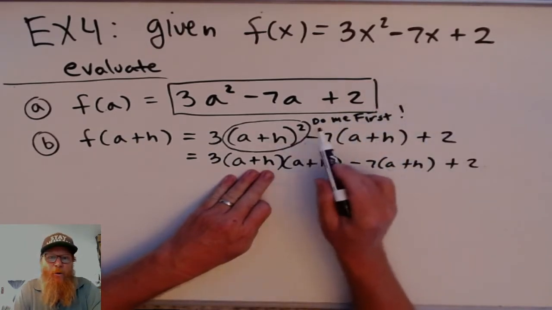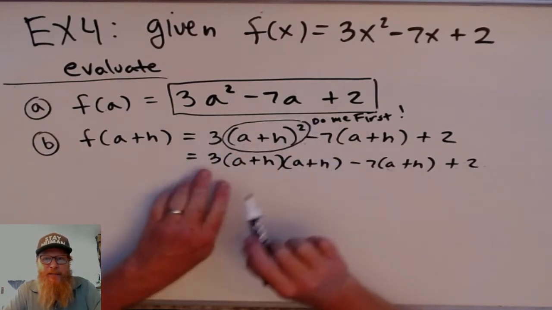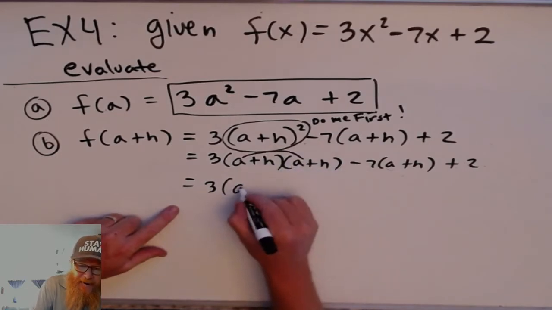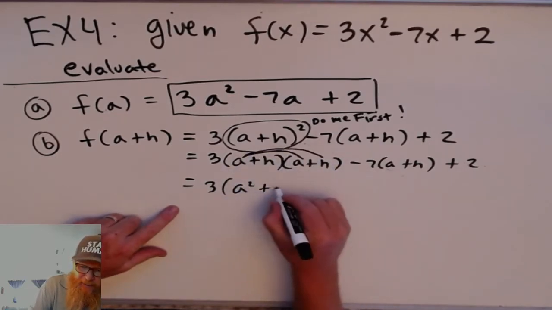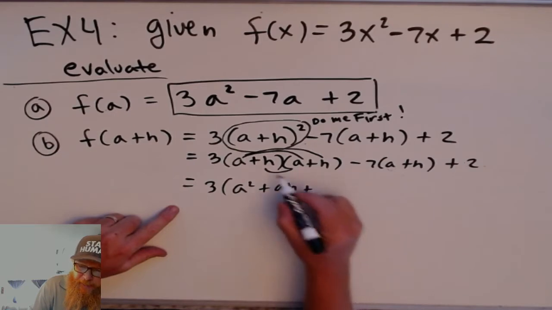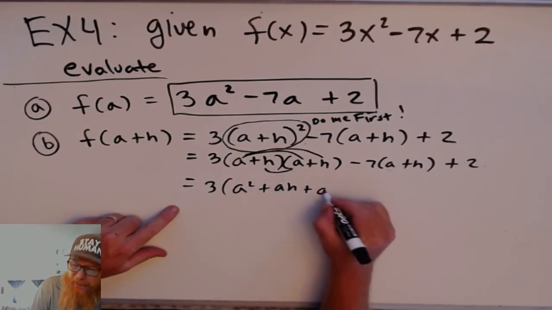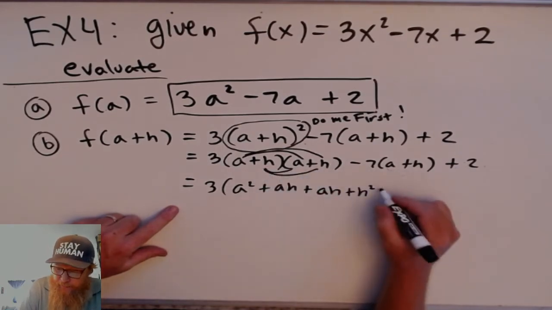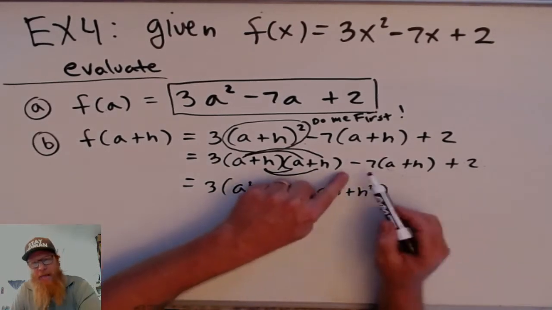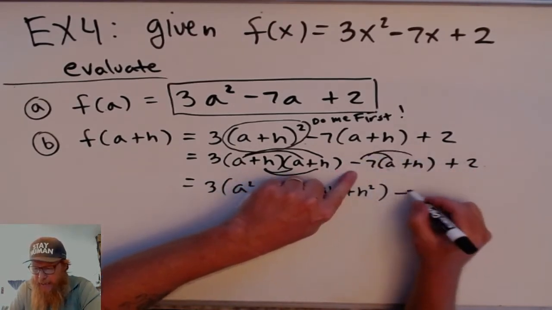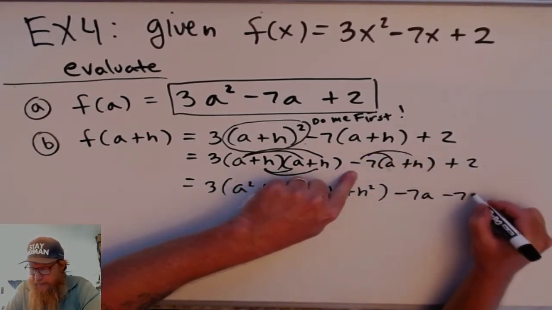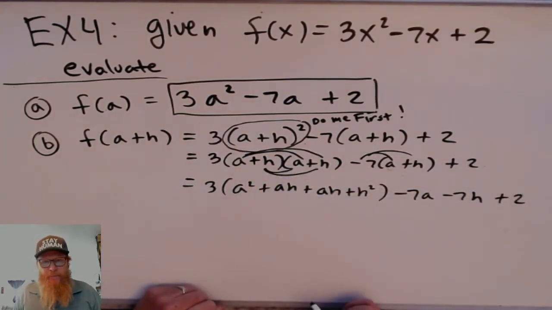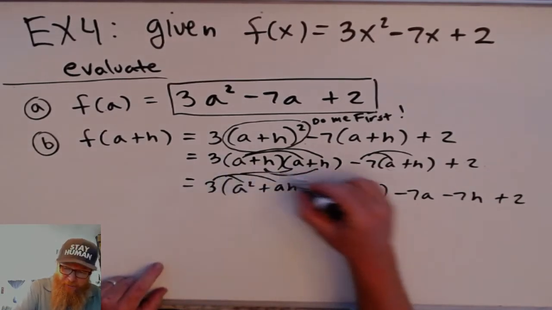All right, remember the order of operations: parentheses, exponents, then you're going to multiply by 3. So this will be a squared, AH, HA, but HA is the same as AH, and then H squared. I might as well take care of these guys while I'm at it. -7A, -7H, and then +2. Just bring that down. Now you can distribute the 3.